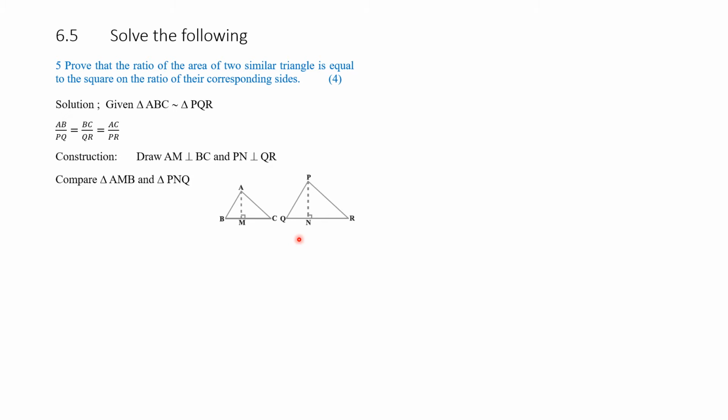Compare triangle AMB and PNQ. Here angle B is equal to angle Q because triangle ABC is similar to triangle PQR. That is given in the problem. Therefore, we have drawn AM perpendicular. Angle M is equal to angle N is equal to 90 degrees because of construction. Therefore, AM by PN is equal to BC by QR.